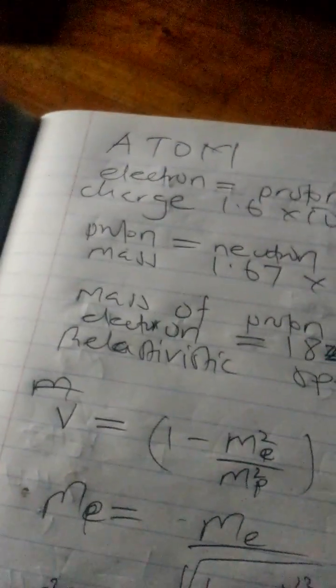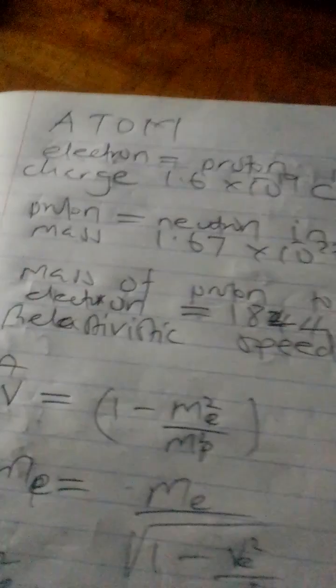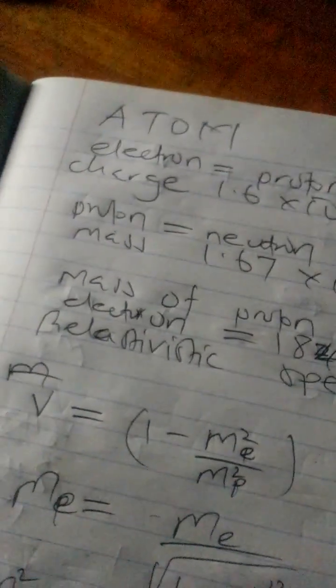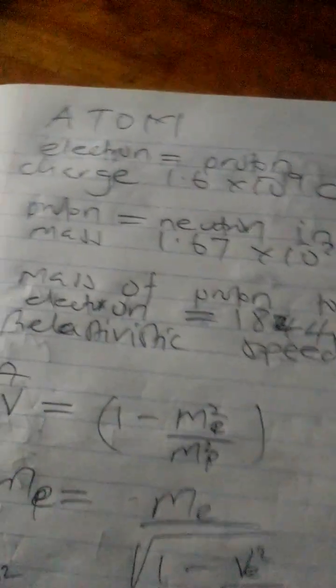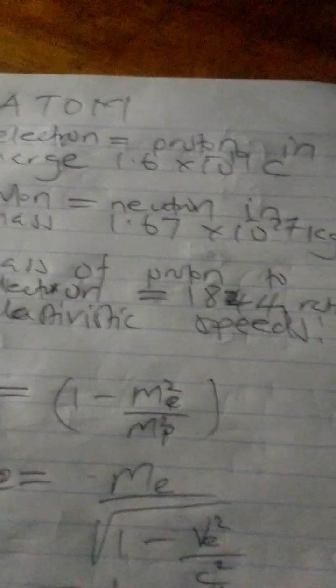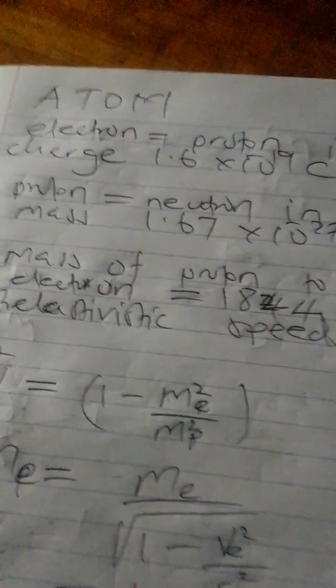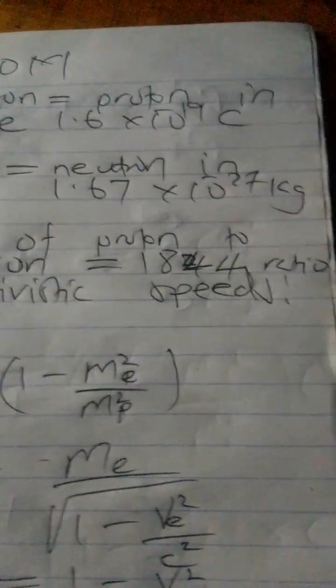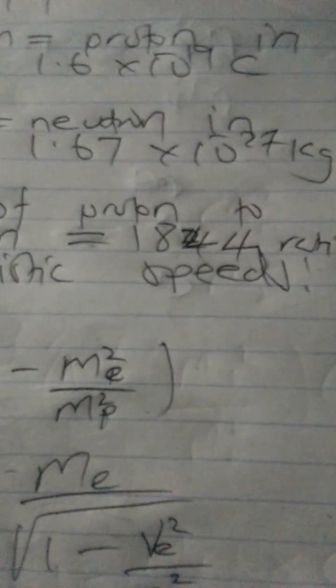The electron and the proton have a charge of about 1.6 times 10 power negative 19 coulombs. The proton and the neutron have almost the same mass, about 1.67 times 10 power negative 27 kg. The mass of the proton to the mass of the electron is in the ratio of 1844.